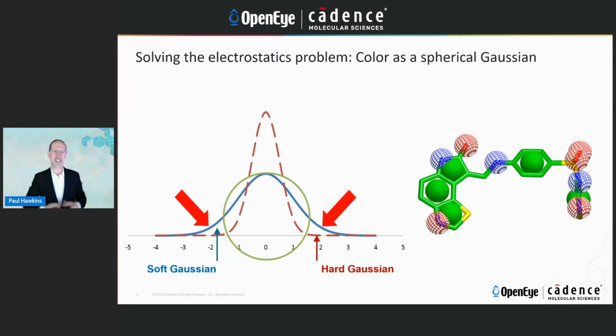We can then represent, as I think you've already guessed, the color propensity of an atom as another atom or feature-centered spherical Gaussian, as shown here.